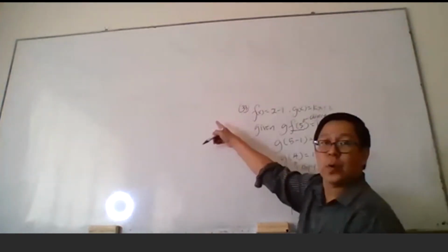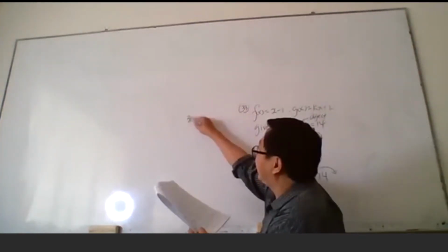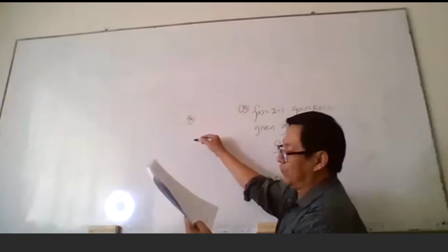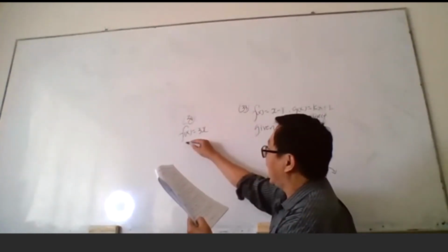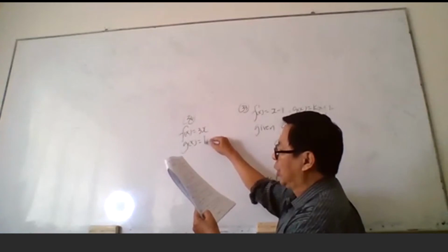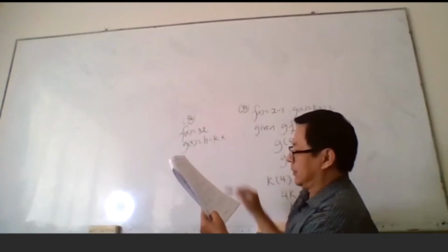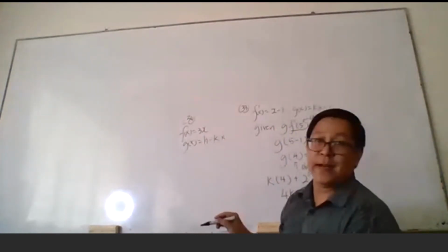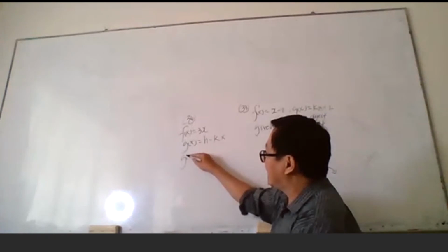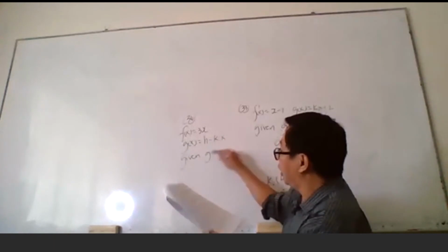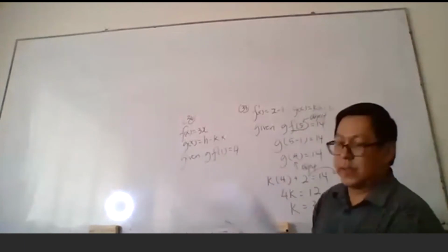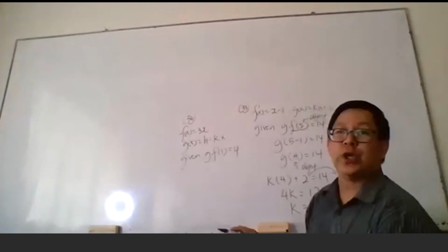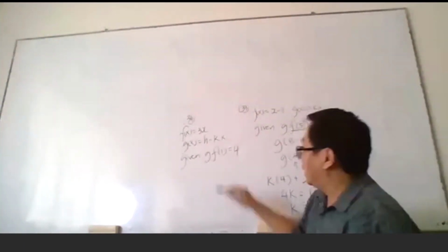And I will show the questions. So 34 over this side. I've got f(x) = 3x, and g(x) = h - kx. This question is very funny. They give you gf(1) = 4, and your answer must be h in terms of k.